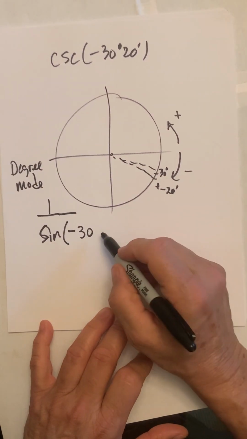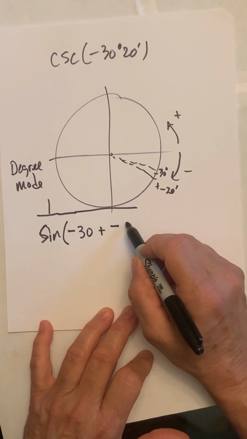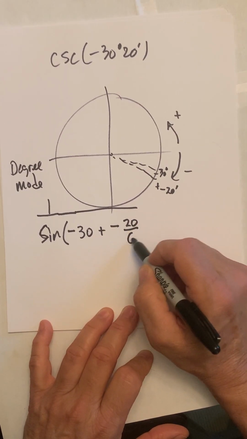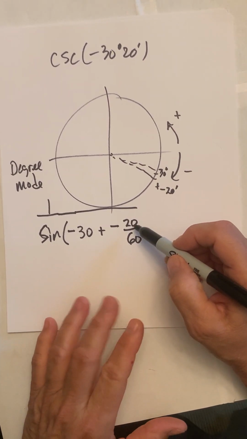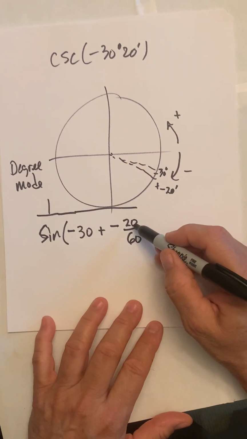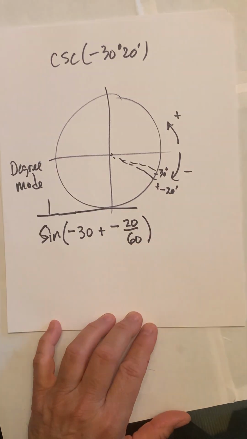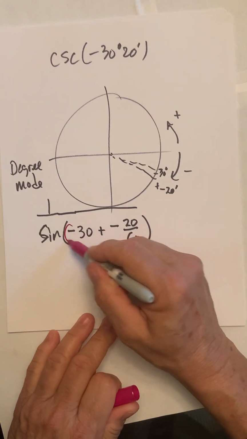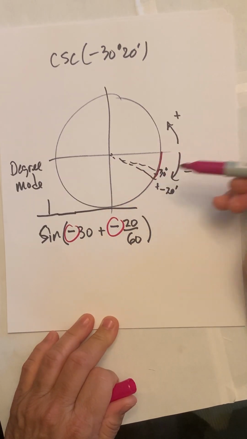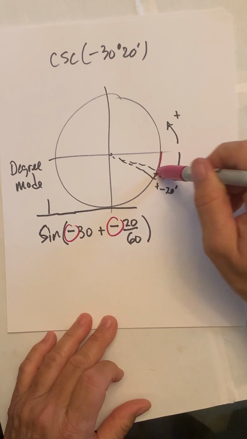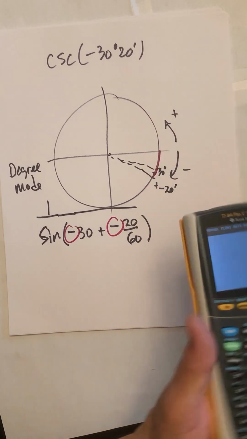I'm going to do negative 30, then I'm going to add a negative 20 out of 60. So I'm converting to decimal degrees by saying it's 20 minutes out of a possible 60 minutes. But here's the real key: I'm really adding two negatives, because I rotated negative 30, and then I still went another negative 20 minutes. And that's why I have to enter it that way in my calculator.